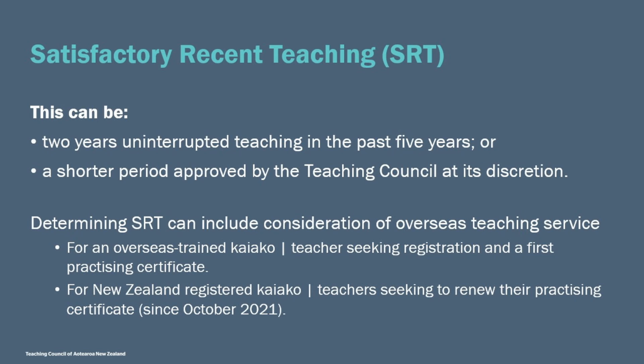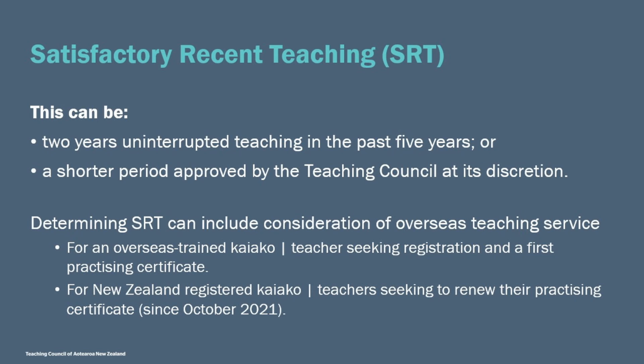Being able to apply discretion also recognises that a kaiako's career may include periods of leave or changes in role type where they may not hold a full-time or permanent part-time role, or where teaching service is broken up. When considering shorter periods of teaching service, the assessment will be based on both the time the kaiako has spent teaching and how recent the service was. If a kaiako isn't able to meet the satisfactory recent teaching requirement through an assessment of a shorter period of service, they also have the option to renew their practising certificate using one of the refresh processes. We'll talk more about this in a moment.